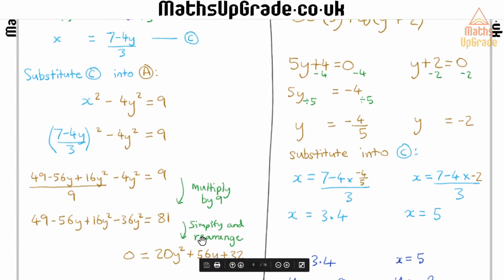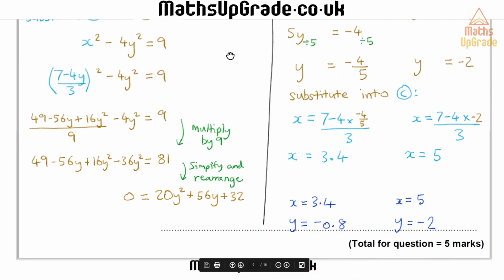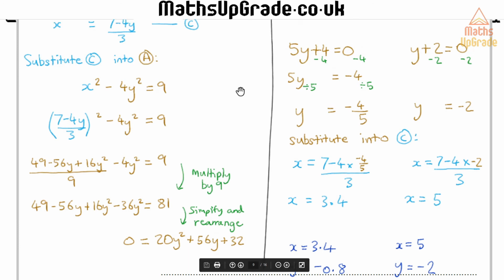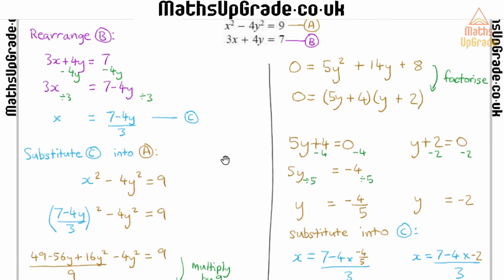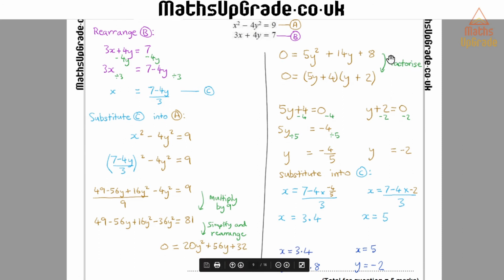You can see here all the terms are factors of 2 since they're all even numbers. So I'm just going to divide everything by 4. So that gives me 5y squared plus 14y plus 8. I can factorize this expression here to give this, then each bracket I can put it equal to 0, so that would give me y equals -4/5 and y equals -2.